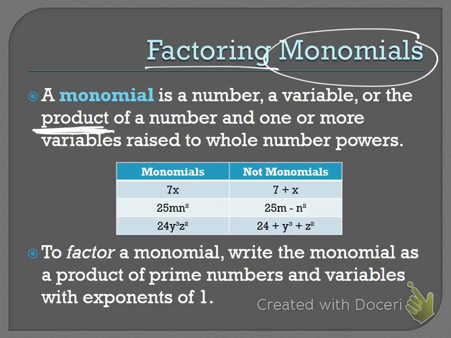So if it's n to the second power, that means n times what? N. If it's y to the third power, how many times am I multiplying y? 3. Y times y times y. So I'm just breaking it down and multiplying it however many times the exponent value is.